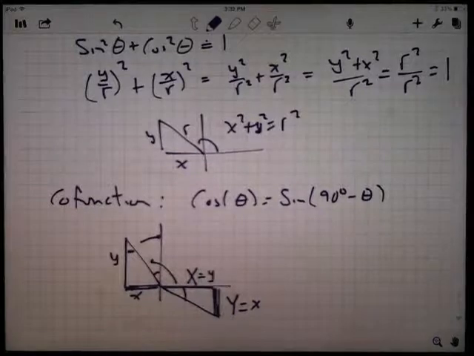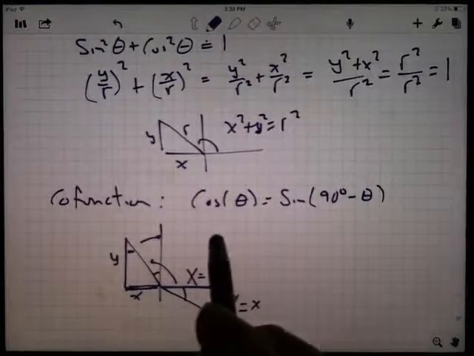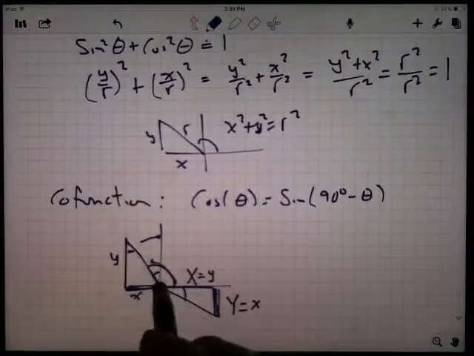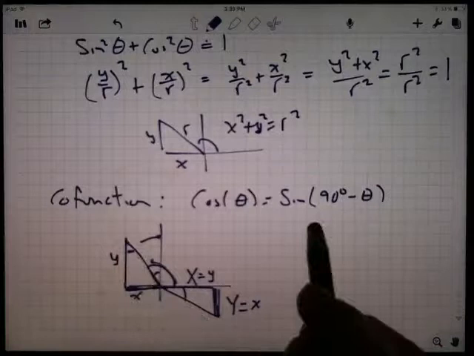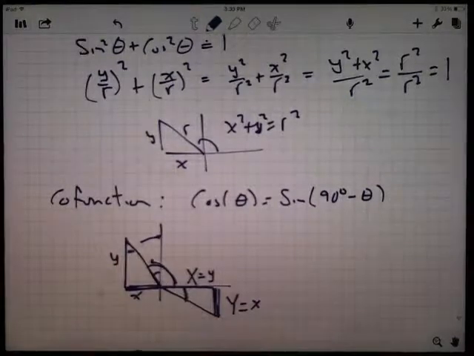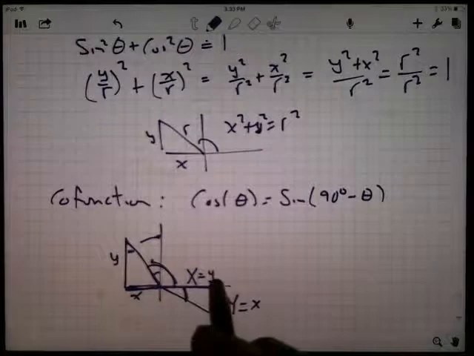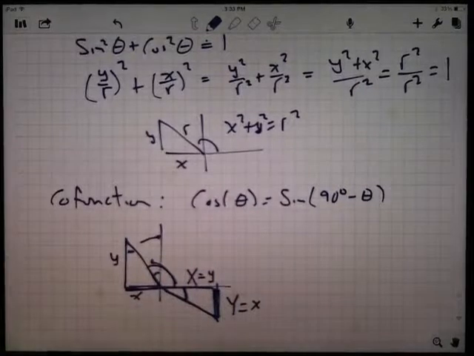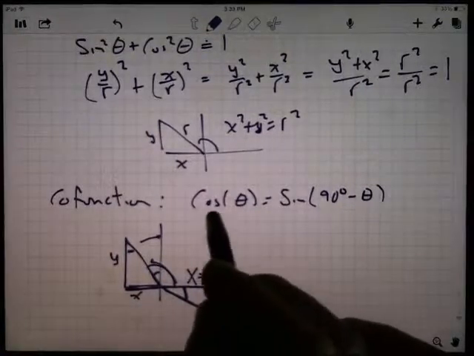So when I look at the cosine of this angle theta, I'm looking at x over r. When I look at the sine of 90 minus theta, so when I look at this complementary angle down here, the sine is its opposite over r, but that opposite, this y value, was the x value that you had over there. And so indeed, they're still the same.